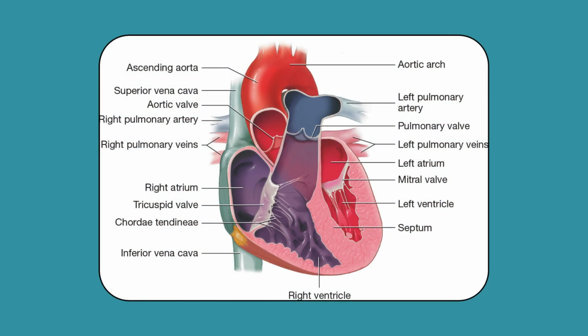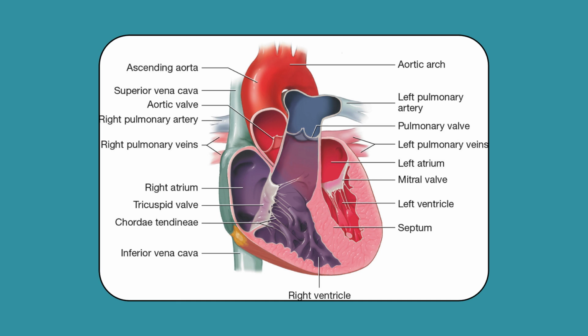The heart's muscular wall is the myocardium, which contracts in response to electrical signals. It's thickest on the left side, which pumps blood to the entire body. The heart has 4 chambers, the right and left atria on top, and the right and left ventricles below, and they are divided by a central septum.